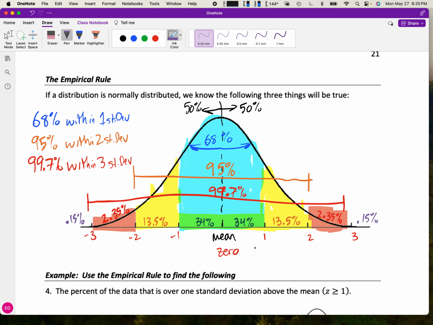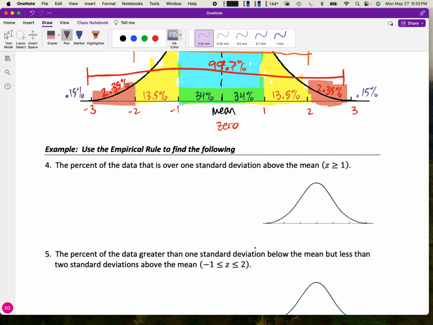All right? So let's use these things so we can see what we're talking about before we get to some actual word problems. So we want to find the percent of the data that is over 1 standard deviation above the mean. So we have a little tiny thing here. Here's our 1. And we're asking, what is this part all the way here?